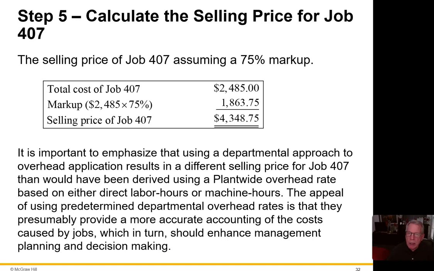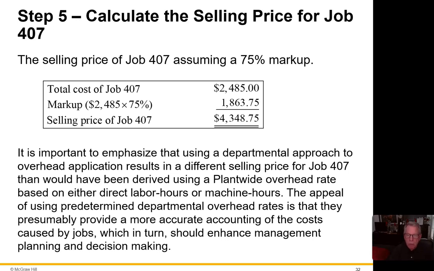Okay, so now if we use that cost on job 407 for our selling price, we're going to take that total cost of job 407 and multiply that times 75%. I get $1,863.75, and my selling price, therefore, is going to be $4,348.75.